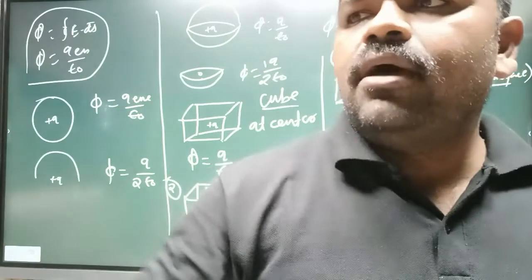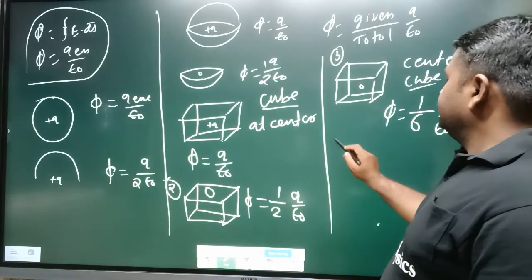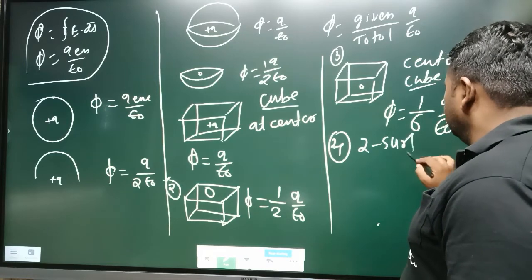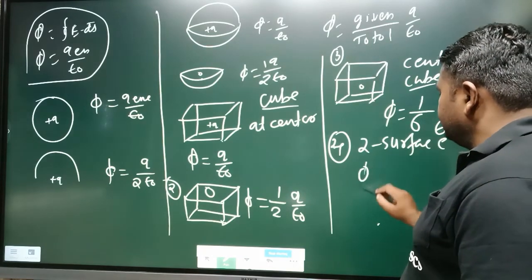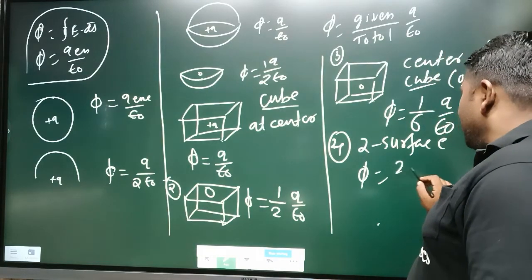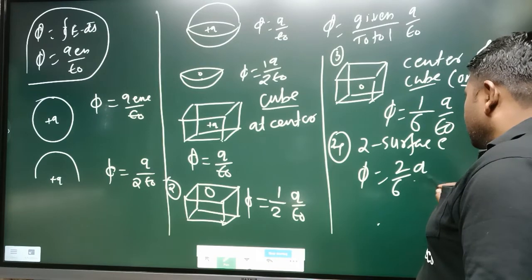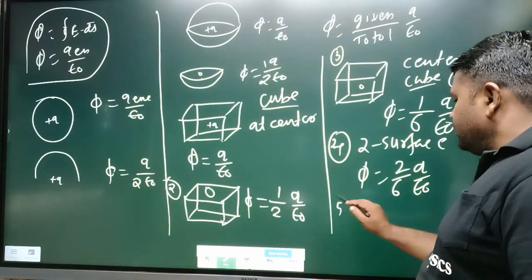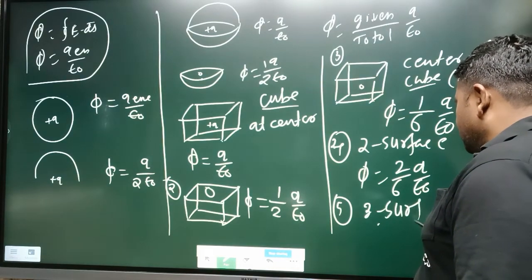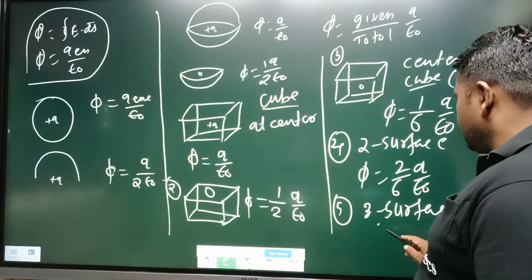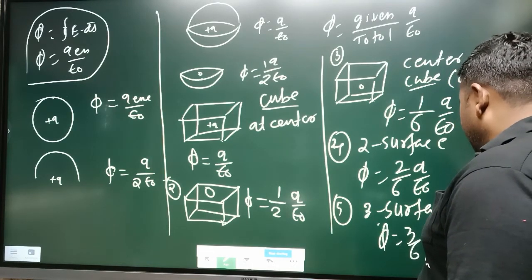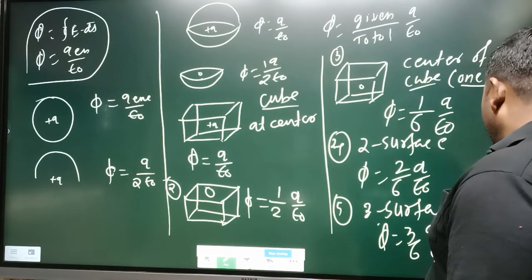Suppose we find out how much flux passes through two surfaces. Given 2 surfaces, available 6, so 2/6, which is 1/3 Q by epsilon naught. Given 3 surfaces, we can find out how much flux passes through 3 surfaces. Flux phi is equal to given 3, available 6, 3/6 Q by epsilon naught. Okay, this is how much? 1/2 Q by epsilon naught.